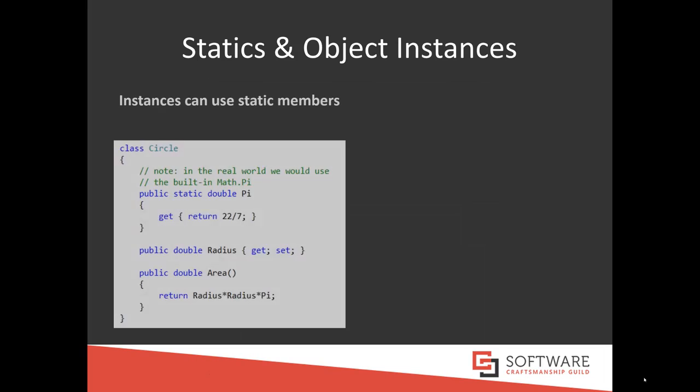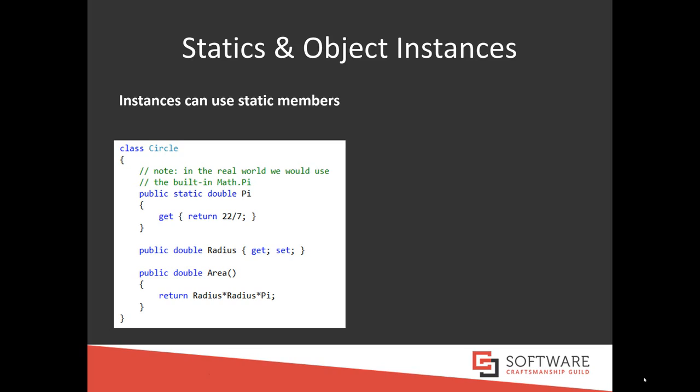Statics and object instances. Instances can use static members. So here's a class Circle. I'm going to have a static double pi that's going to return 22 divided by 7, which is close enough to pi. And I just want to make a note here. You would never write your own pi function.